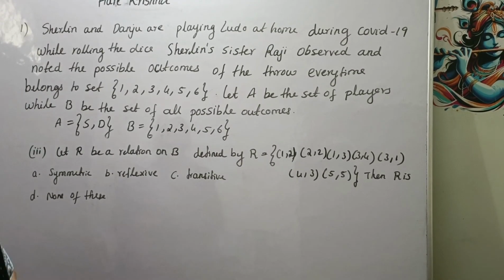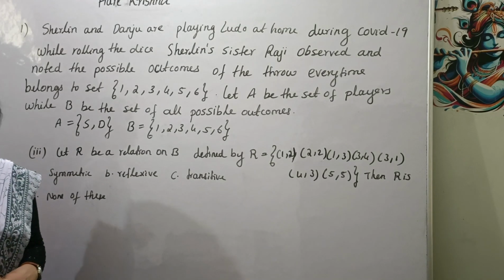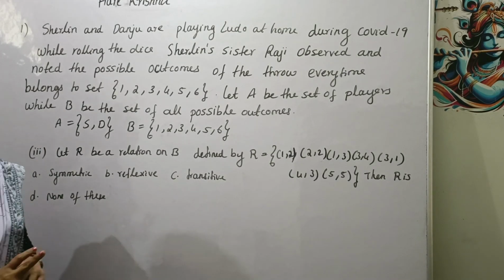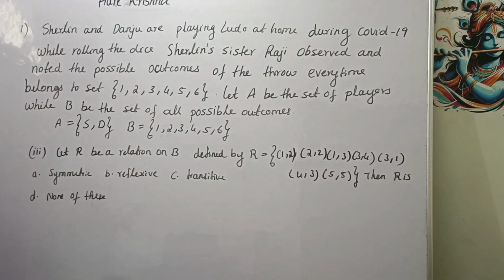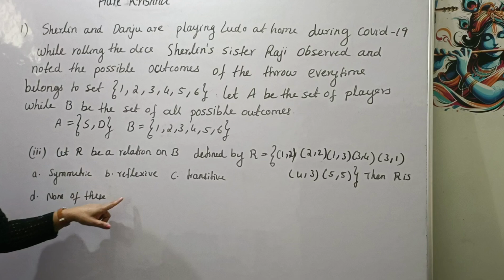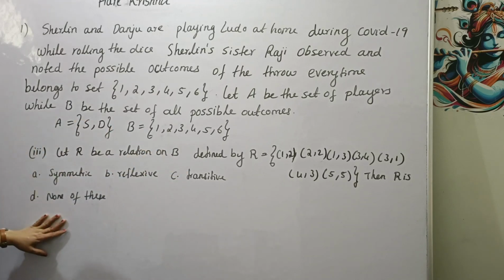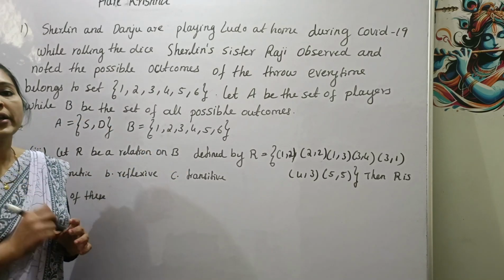Third question, let R be a relation on B defined by R = {(1,2), (2,2), (1,3), (3,4), (3,1), (4,3), (5,5)}. Then R is dash. Options are symmetric, reflexive, transitive, none of these. Okay, let's take, first of all, reflexive.